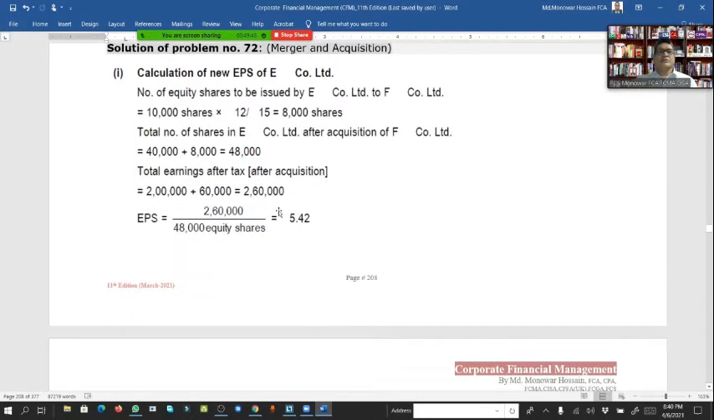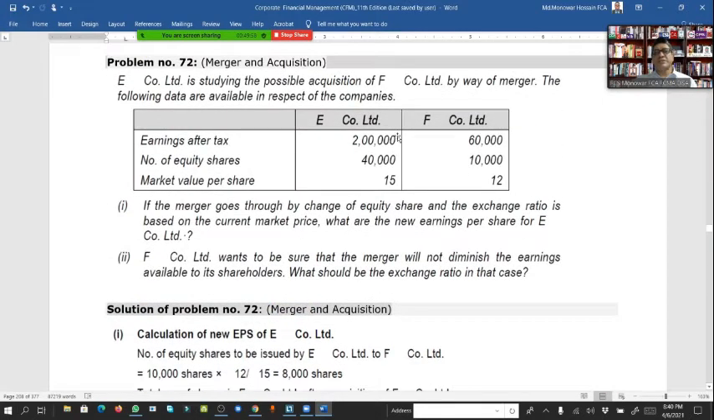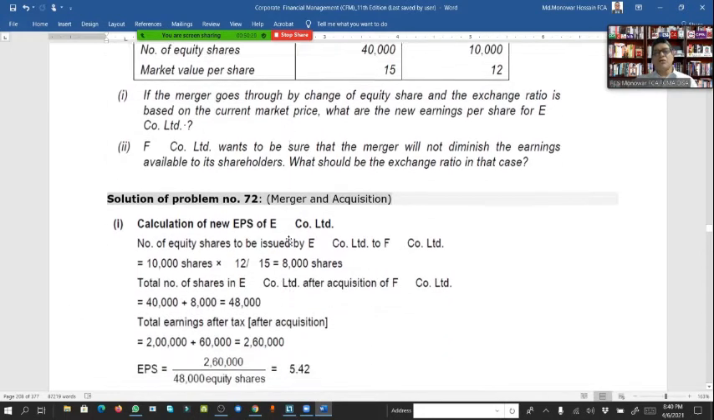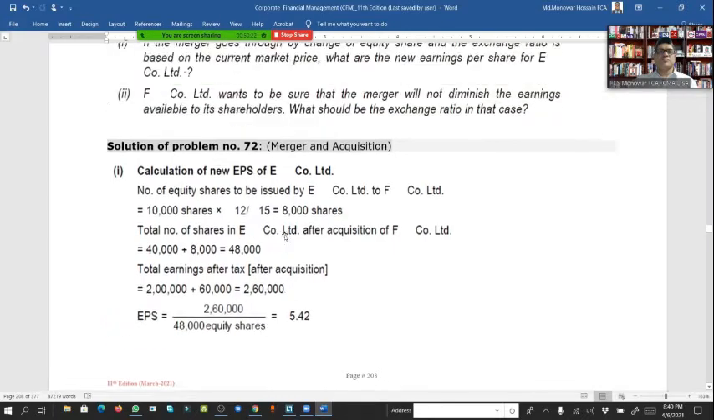So total earnings after tax after acquisition, that means 2 lakh plus 60,000, divided by 48,000 shares. So here 2,60,000 divided by 48,000 equity shares. So EPS is 5.42. So what would be the previous EPS? Here, if we see, EPS is taka 6 and taka 5, because 2 lakh divided by 40,000 is 5 taka EPS, and here 60 divided by 10, so EPS is 6. But now the combined EPS is 5.42.